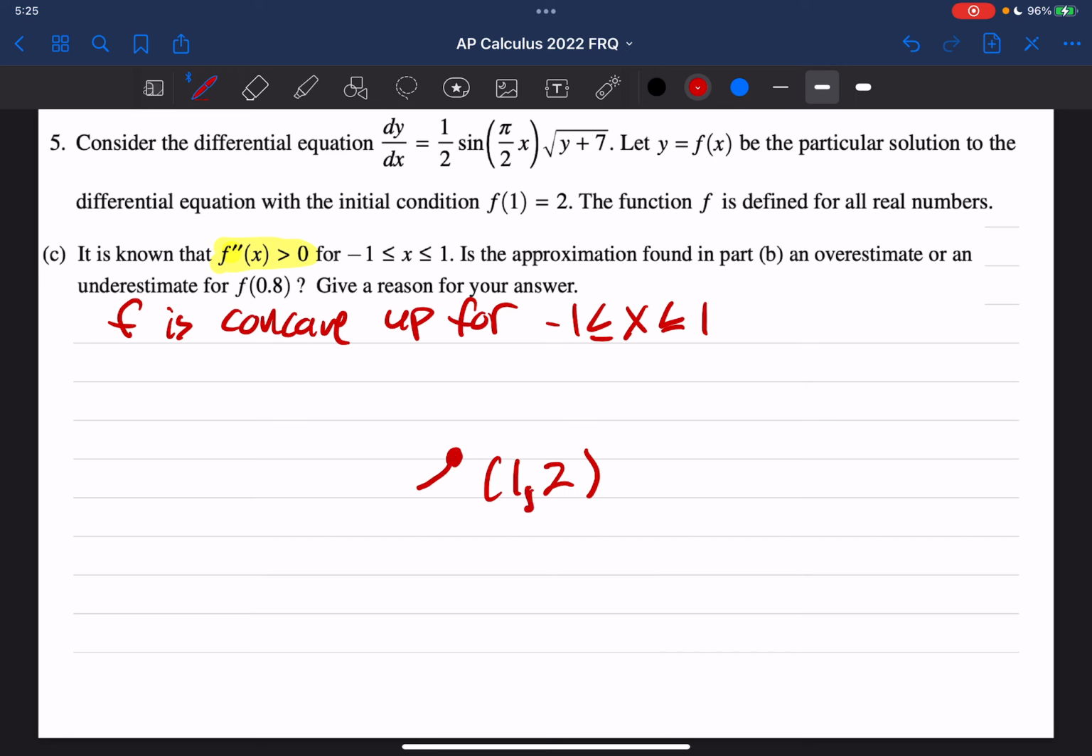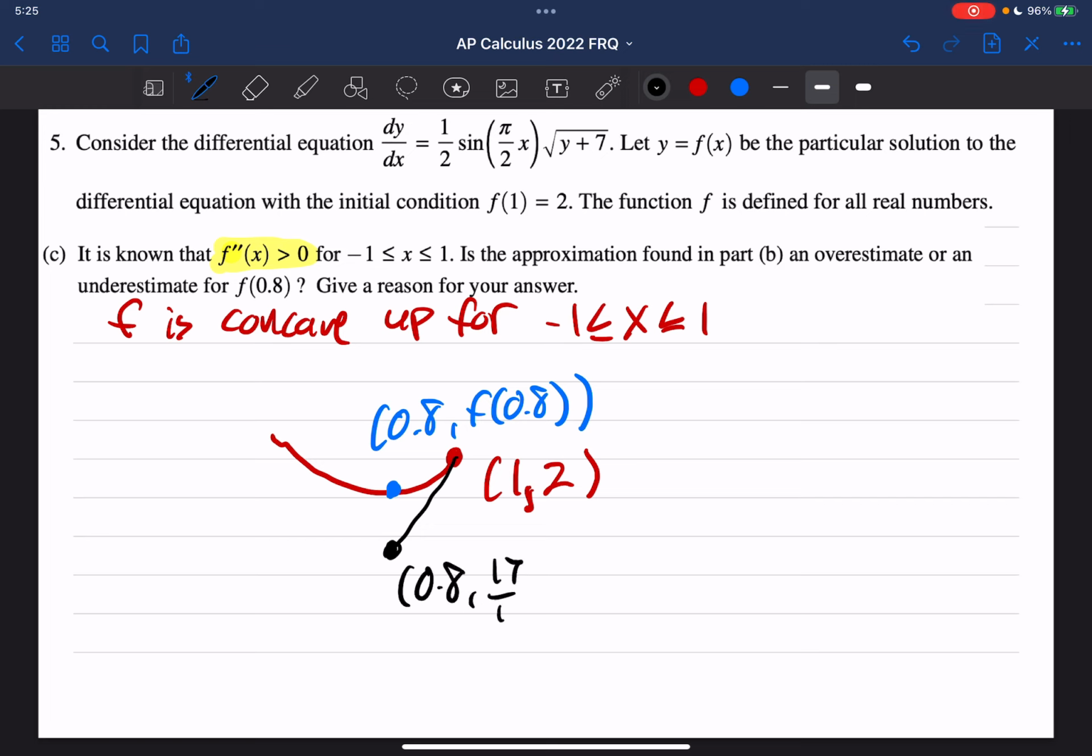Now going backwards, the curve is concave up, but our line was like this. So right here, this point is (0.8, f of 0.8), whereas our estimation here was (0.8, 17 over 10). So that means our estimation is an underestimate.